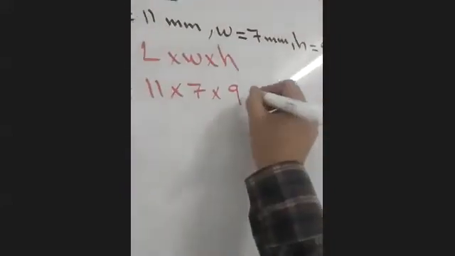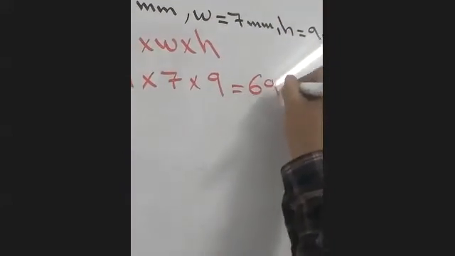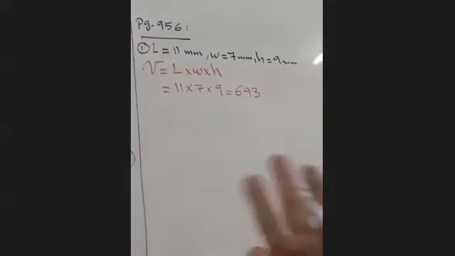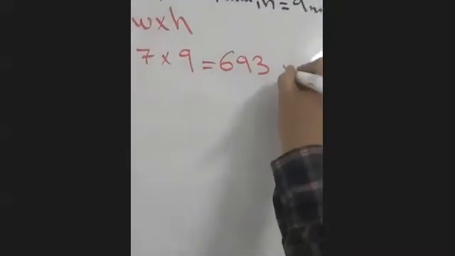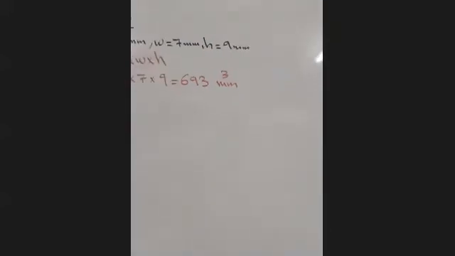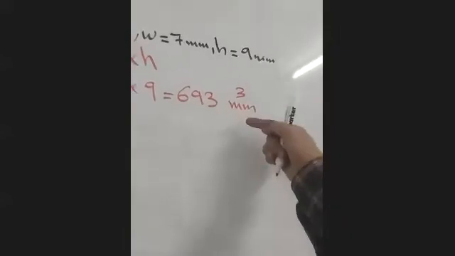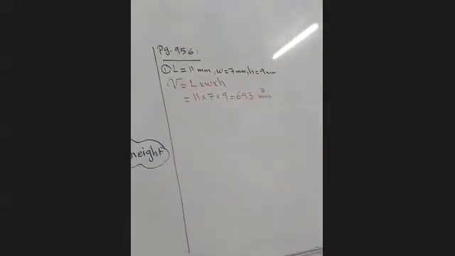The answer will be 693. 693 what? What's the unit? Cubic unit. No, millimeter. The same unit, cubic, like this, millimeters. Cubic millimeters. This is question 1.